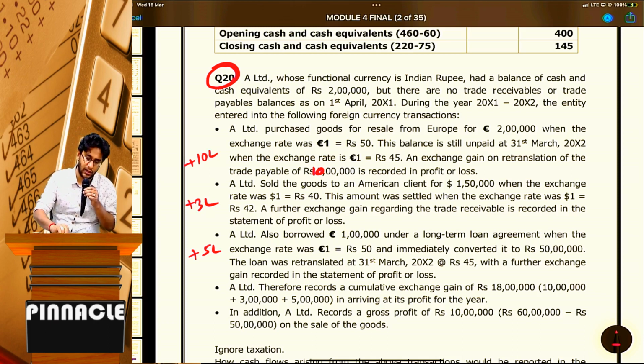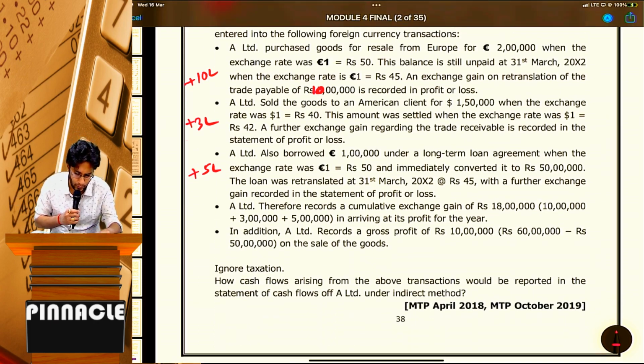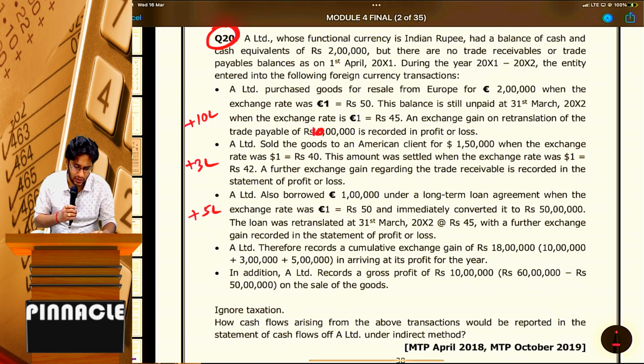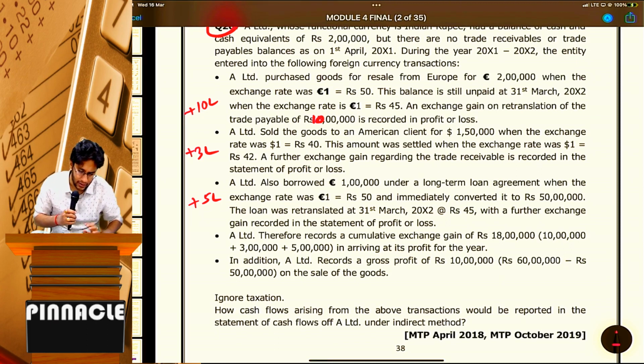Read the fourth point. A Limited therefore recognizes a cumulative exchange gain of 18 lakhs in arriving at its profit for the year. In the current year profit calculation, he booked an exchange gain of total 18 lakhs. How the 18 lakhs came, you already know. I'm not talking about that. Continue. In addition, A Limited records gross profit of rupees 10 lakhs on the sale of goods. So during the year, some sale of goods happened and on the sale of goods you made a profit of 10 lakh rupees. Nice. Ignore tax.